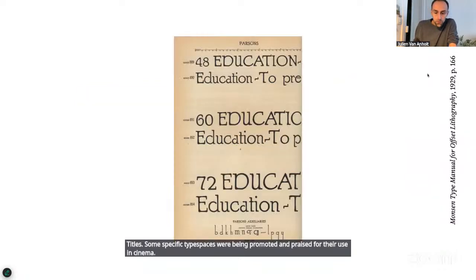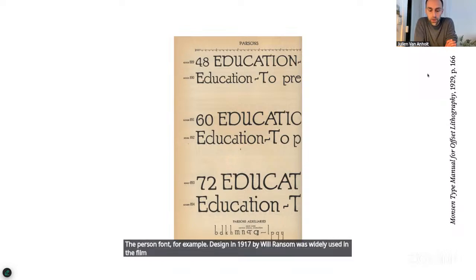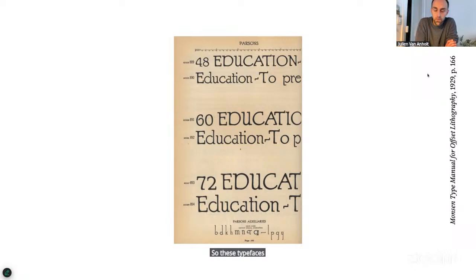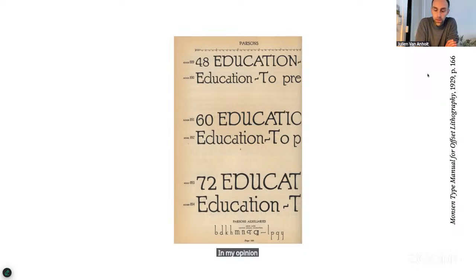The Parson font, for example, designed in 1917 by Will Ransom, was widely used in the film and press industries in the US from, I would say, 1920 onwards. So this typeface is very easy to identify with its right-angled serifs and unclosed lowercase e and a. In my opinion, with its atypical silhouette, it really sets the tone for the century.